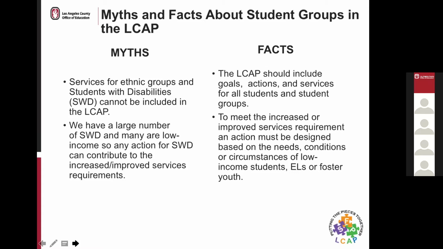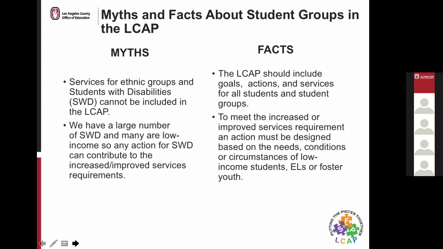Okay? So if an action is about a child's disability, that is a special ed need. Whereas if it's to meet the increased or improved needs of low-income students, say, and you want to provide it district-wide, then low-income students would be the need. Other students could participate, but it's designed based on the needs of one of these groups.